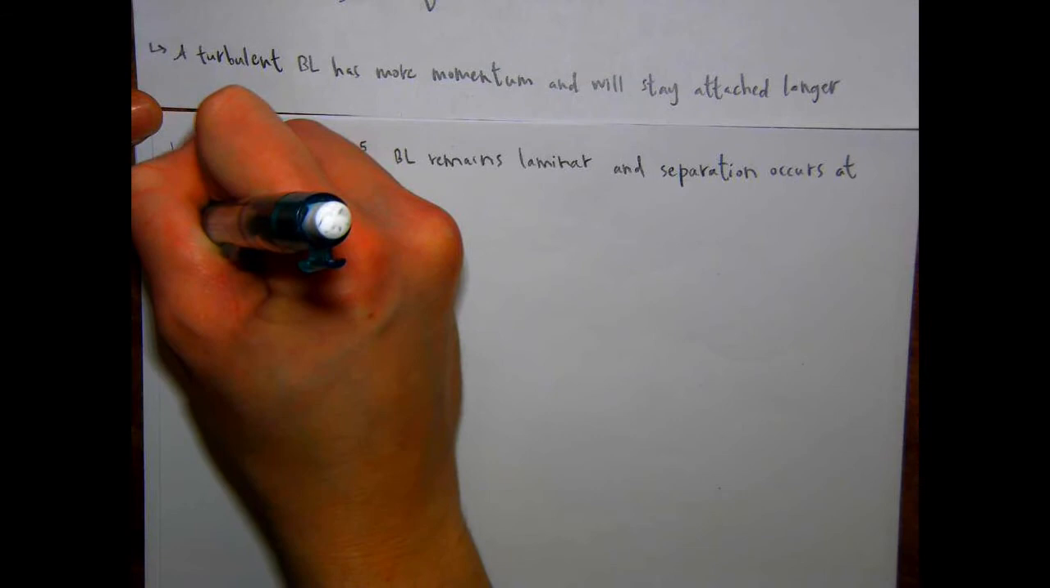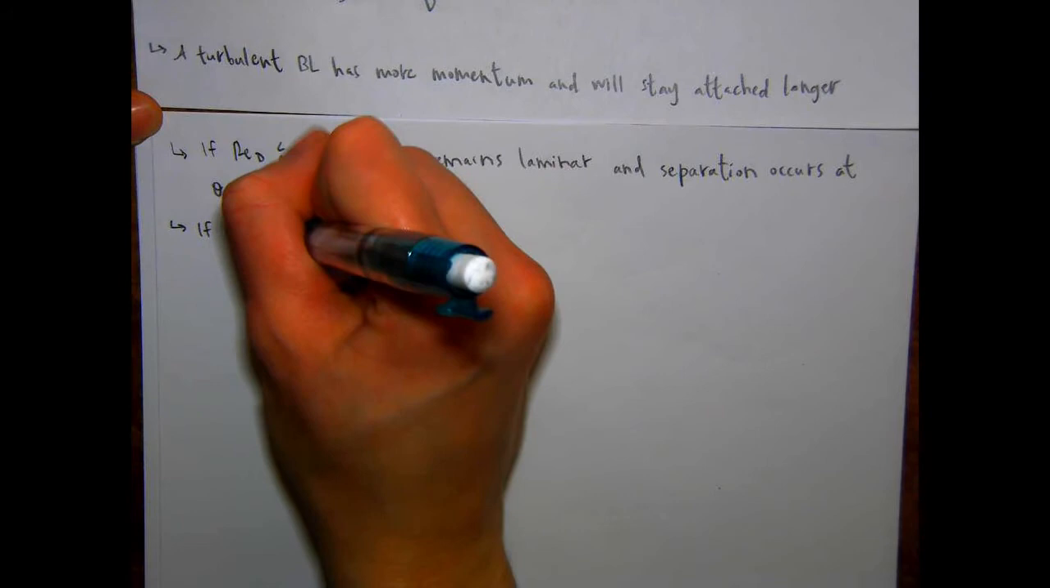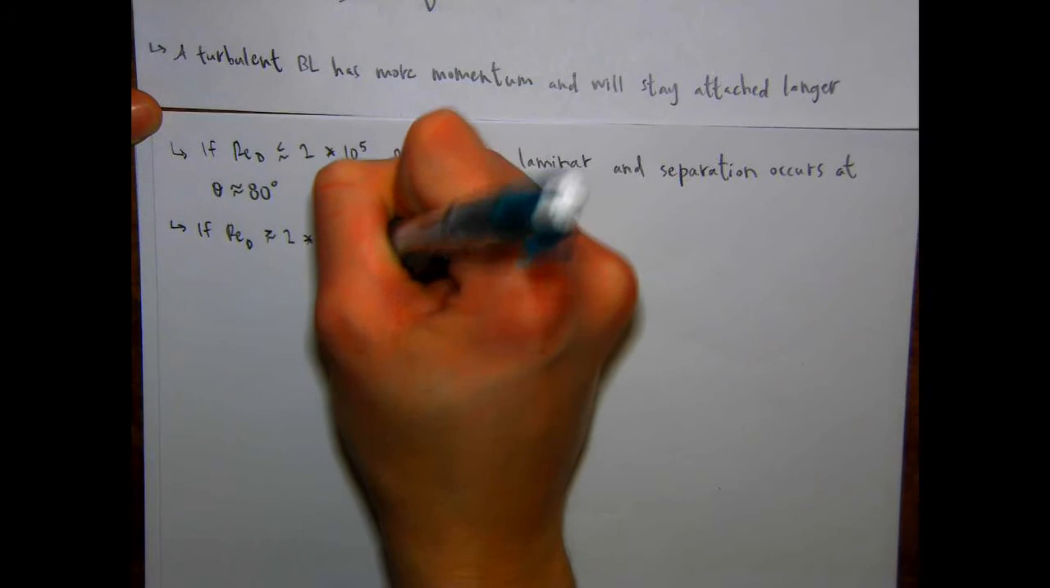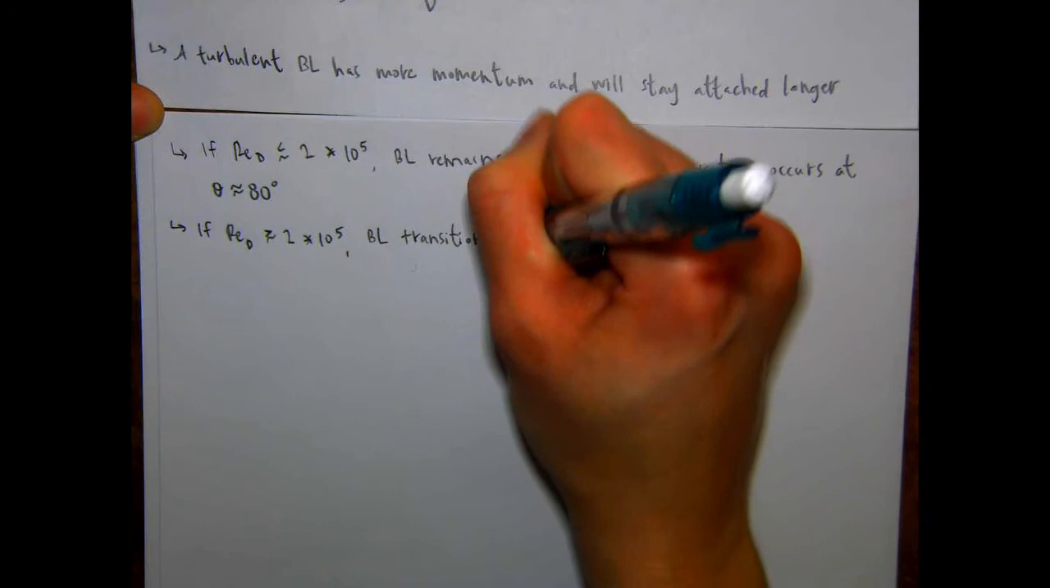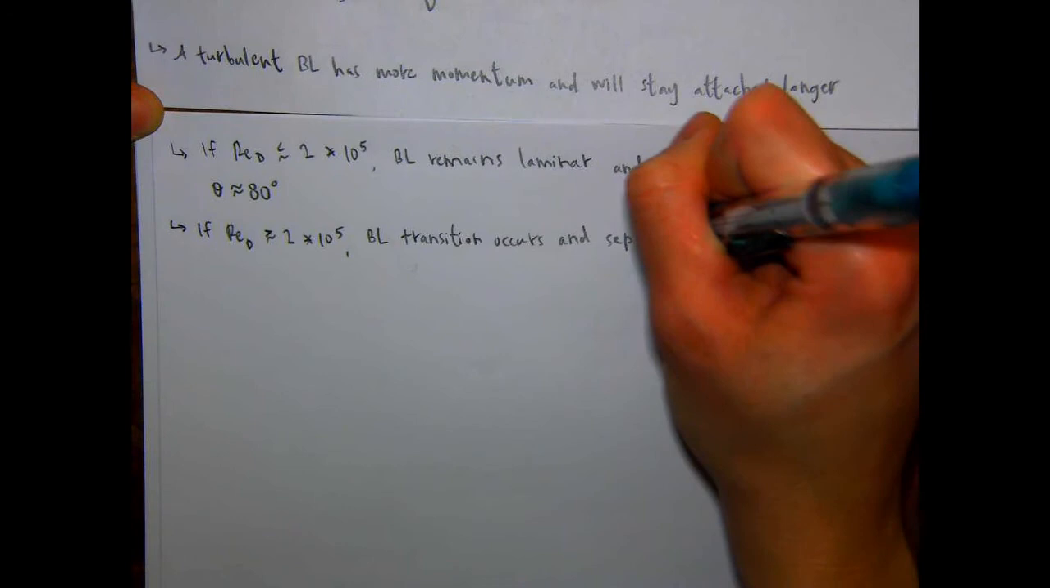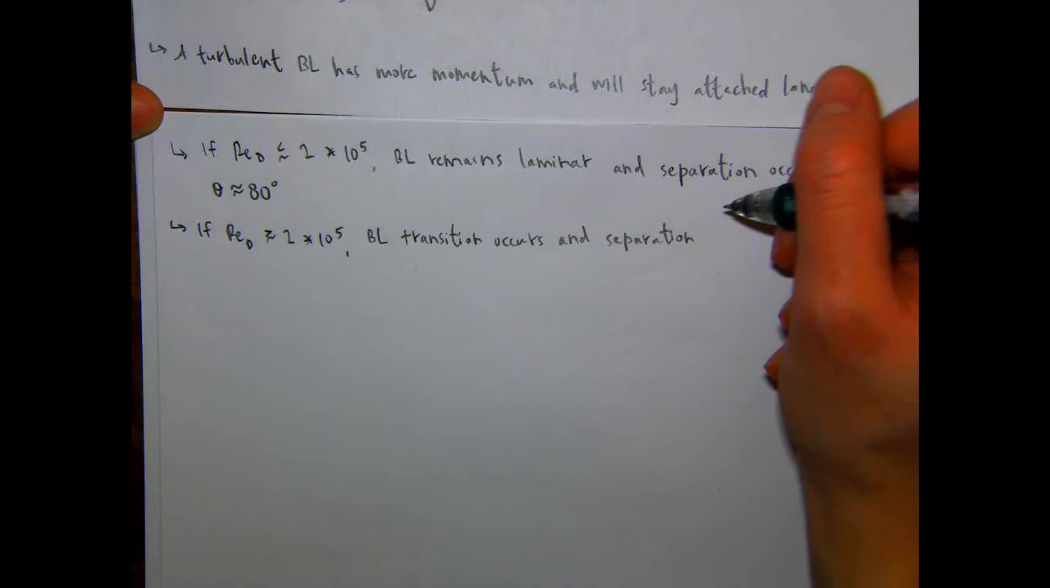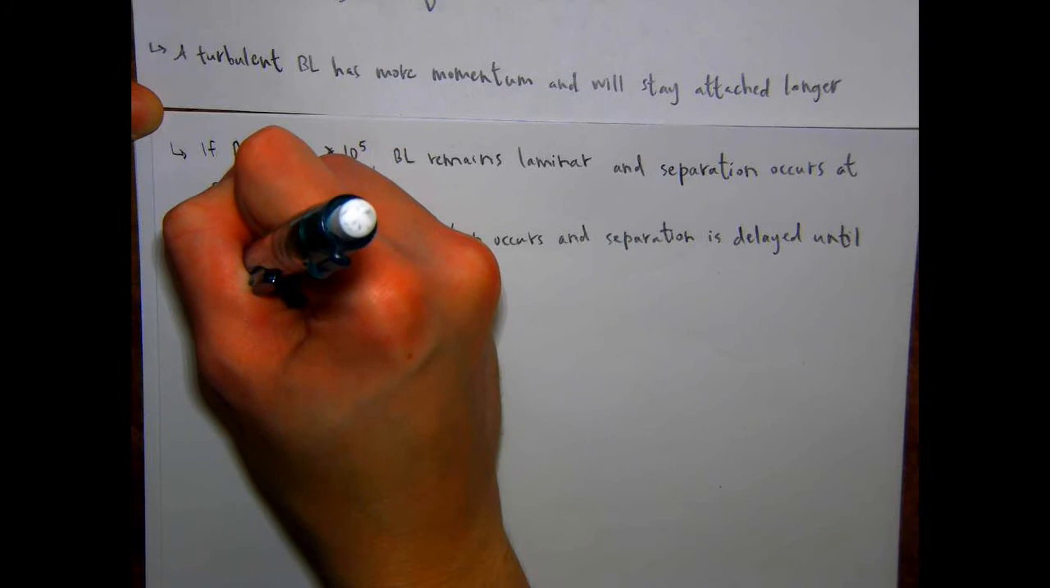So boundary layer separation occurs approximately at 80 degrees if it's laminar. If the Reynolds number is greater than 2 times 10 to the fifth, boundary layer transition occurs, and now you have a laminar and then turbulent boundary layer. So separation is delayed until theta is approximately 140 degrees. It's a pretty significant shift, from forward of the very top of the cylinder to well behind the very top of the cylinder, depending on whether the flow is laminar or turbulent.